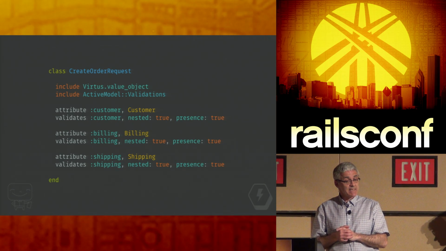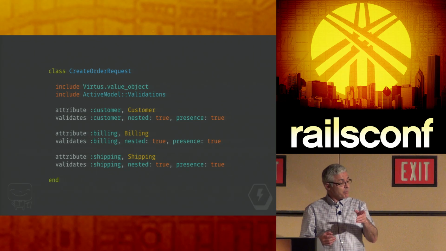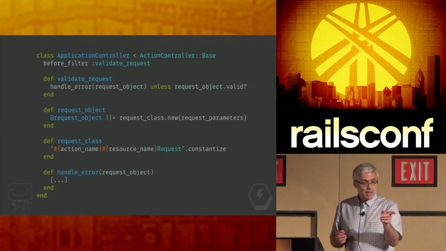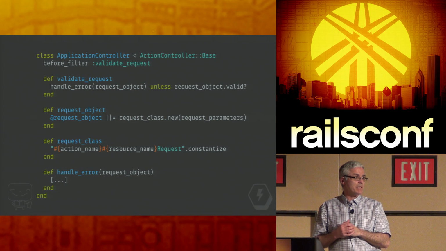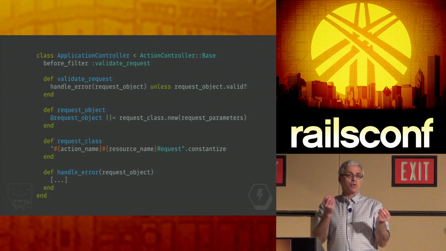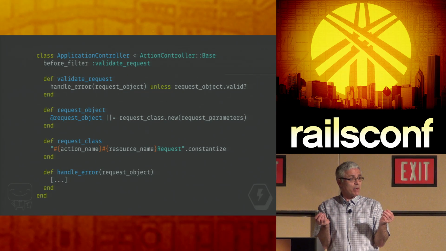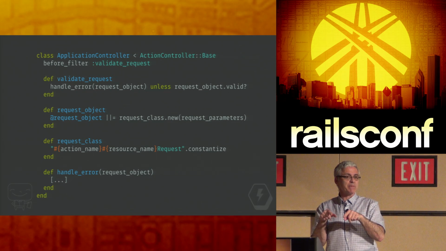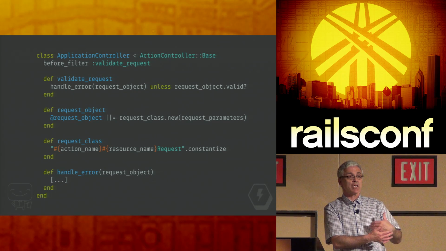And the cool part about this is that when a request comes in, I just put a before filter in the controller that basically instantiates the request object, using some reflection to figure out what the controller and the action being asked are, inferring the request class, instantiating it, and then passing it what used to be the params hash. But now it's actually a rich object that I can have validations on, etc.